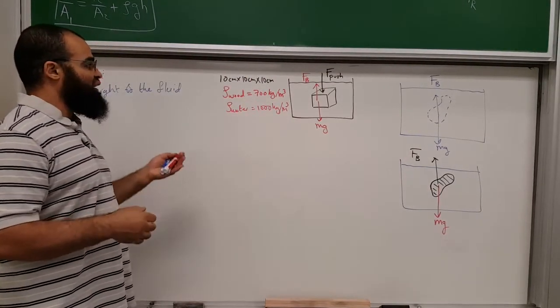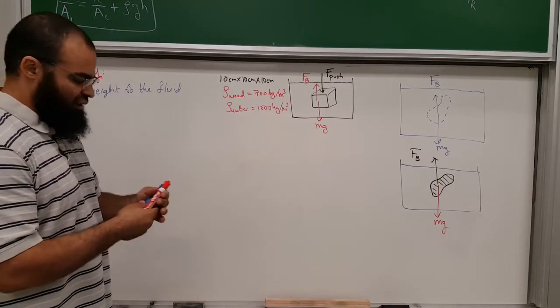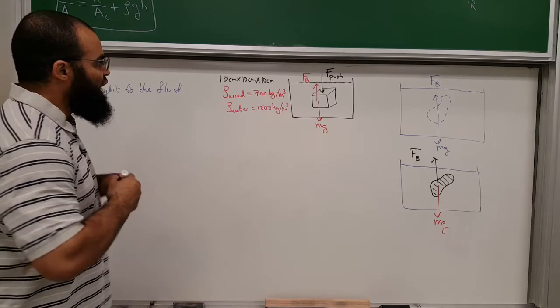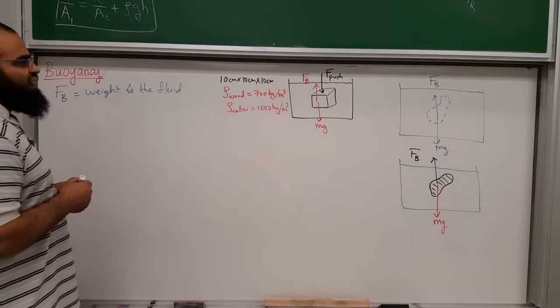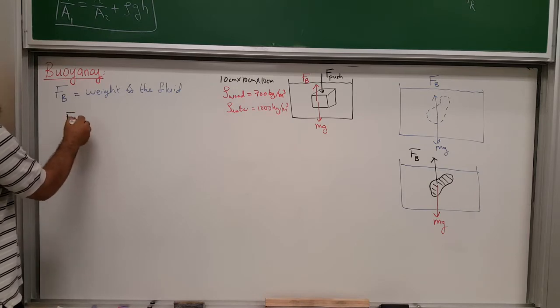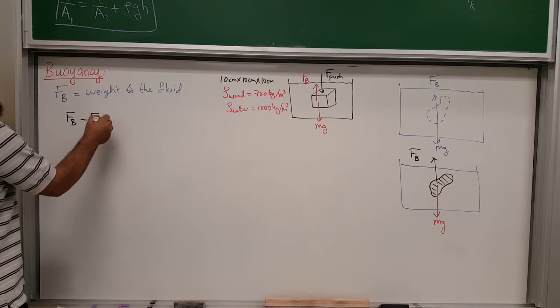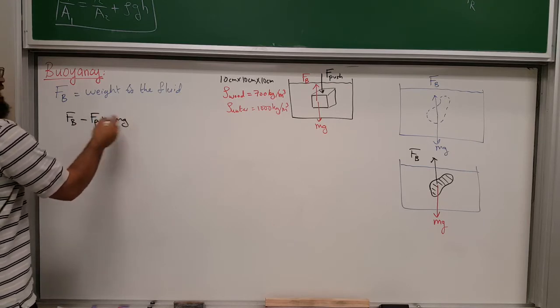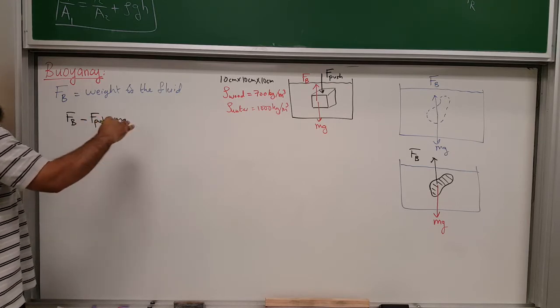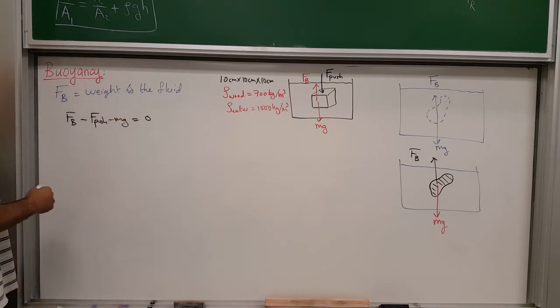If it's exactly equal to it, it will just blend with the material. Wherever you put it, it will just stay there. So I have two forces down and one up. So I get the buoyant force, that's upward, minus the F push, that's downward, minus mg. And I want to just hold it there with the push so it doesn't move, so they are equal to 0. The net force on this object equals 0.